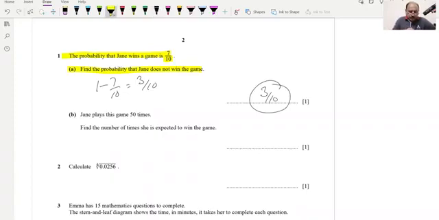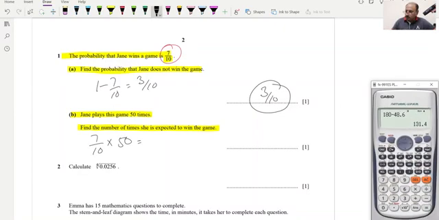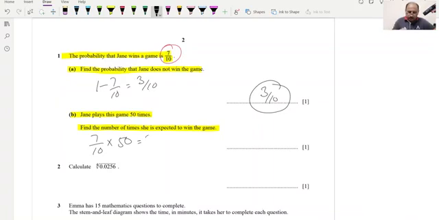Then they're saying Jane plays this game 50 times. Find the number of times she is expected to win the game. The probability of winning is 7/10, so we can write 7/10 of 50. 7/10 multiplied by 50 is equal to 35, so our answer will be 35.